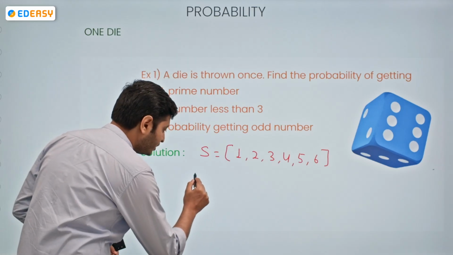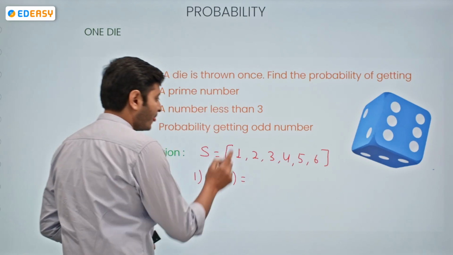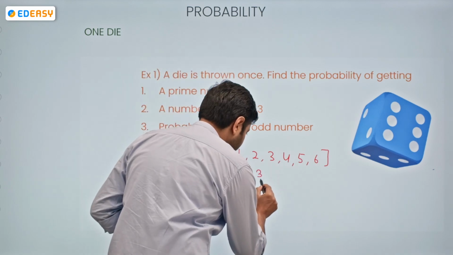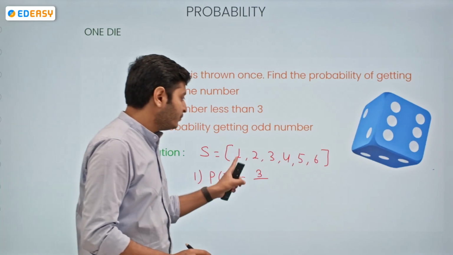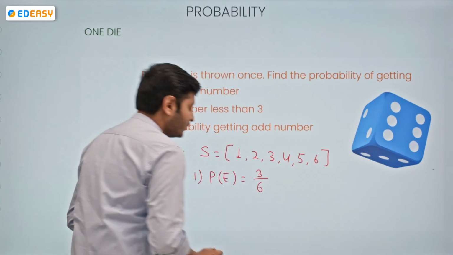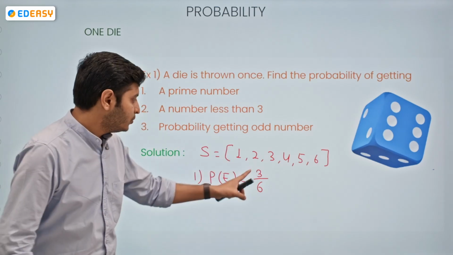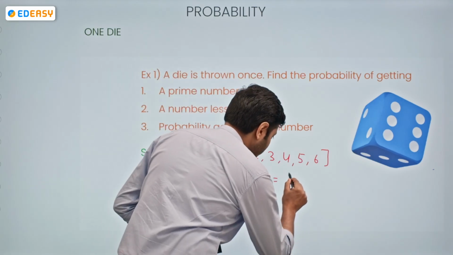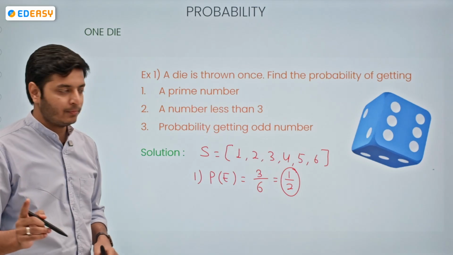So what is the total number of favorable outcomes? The probability of this event is the number of favorable outcomes, 1, 2, 3, out of the total number of outcomes, 1, 2, 3, 4, 5 and 6. If we can simplify this fraction, we should do that. Both have one common factor, no? 3. So we can simplify this as 1 by 2. So the probability of this event is 1 by 2.